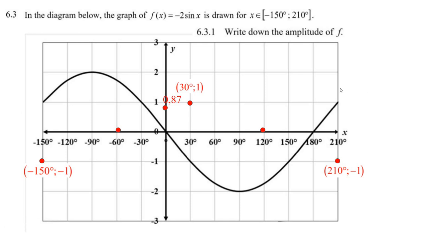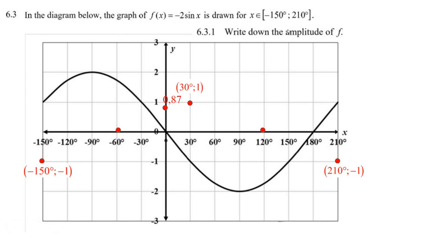Okay, now we're going to look at a trig graph here. In this question, they set it up, they tell you that there's a function f and it's a sine wave. They say it's minus 2 sine x and it's drawn between minus 150 and 210 degrees, and they've done all the work for you. Okay, so there you go.